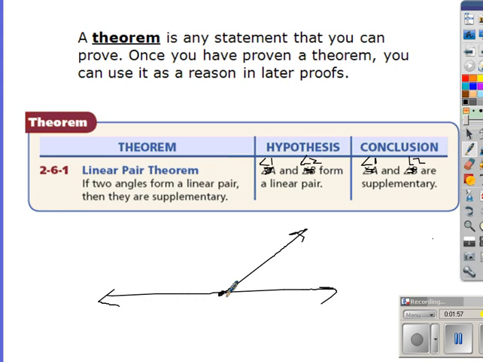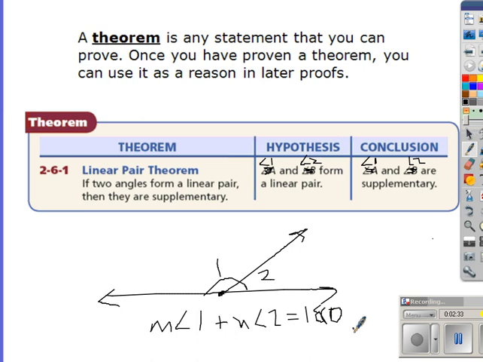So there's my linear pair. We'll call it angle 1 and angle 2. And what this theorem says is if those two angles form a linear pair, then angle 1 and angle 2 together create 180 degrees. That's what supplementary meant. So my conclusion then, the measure of angle 1 plus the measure of angle 2 equals 180 degrees. There we go. And that's what this linear pair theorem says.